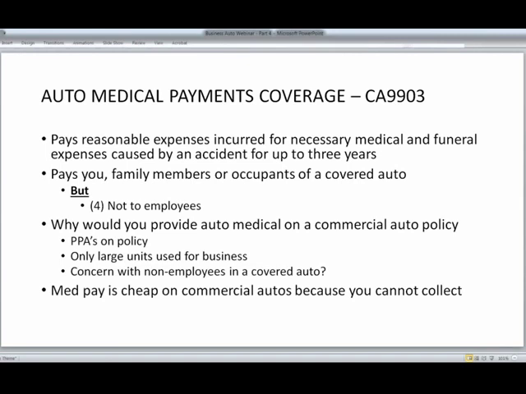A private passenger vehicle policy, I understand that. Larger units, no. If I have a passenger in that vehicle, do I worry about them? Not for MedPay purposes. In fact, in the commercial arena, we don't want passengers in those vehicles. If our insured is liable, they would be covered under bodily injury and property damage. MedPay is so cheap because you cannot collect it. Again, I would recommend not having MedPay on the commercial policies.